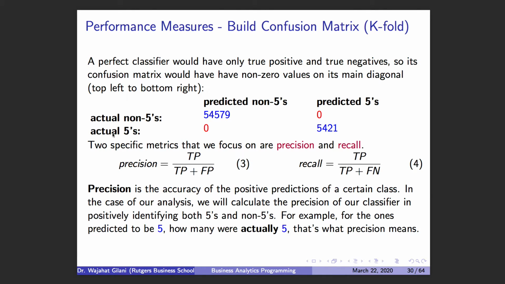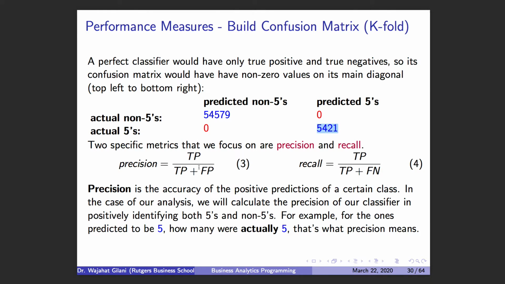So precision. What is precision? Precision is your true positives divided by your true positives plus your false positives. What is recall? Recall is your true positives divided by your true positives plus your false negatives. Those are the formulas, but what do they mean? Hypothetically, let's assume that our classifier was perfect. If our classifier was perfect, you will see that the actual non-5s were all predicted to be non-5s, and our actual 5s were all predicted to be 5s.